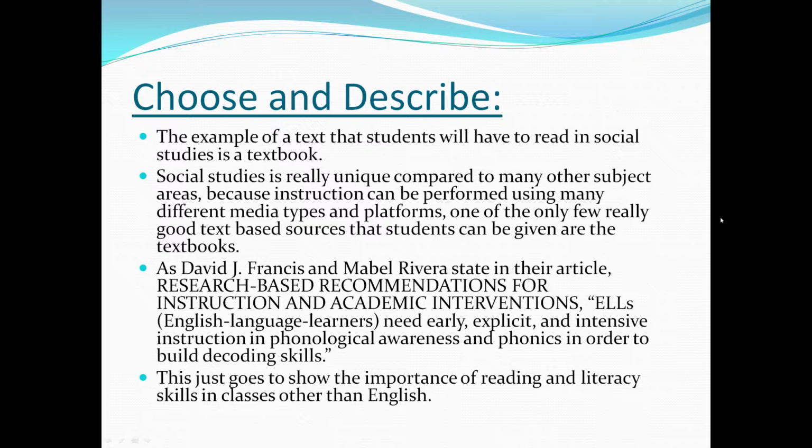Choose and describe. The example of a text that students will have to read in Social Studies is a textbook. Social Studies is really unique compared to many other subject areas, because instruction can be performed using many different media types and platforms. One of the only few really good text-based sources that students can be given are textbooks.